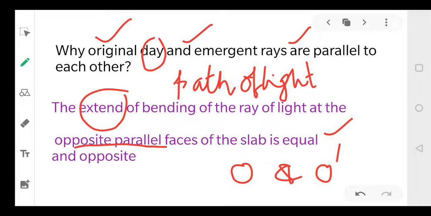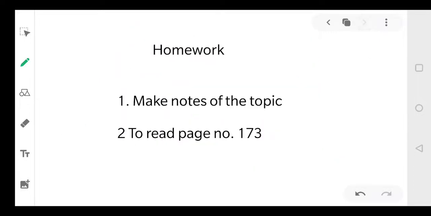Now coming to your homework for today. First of all, you will make notes of the topic. You will read page number 173 of the NCERT book.